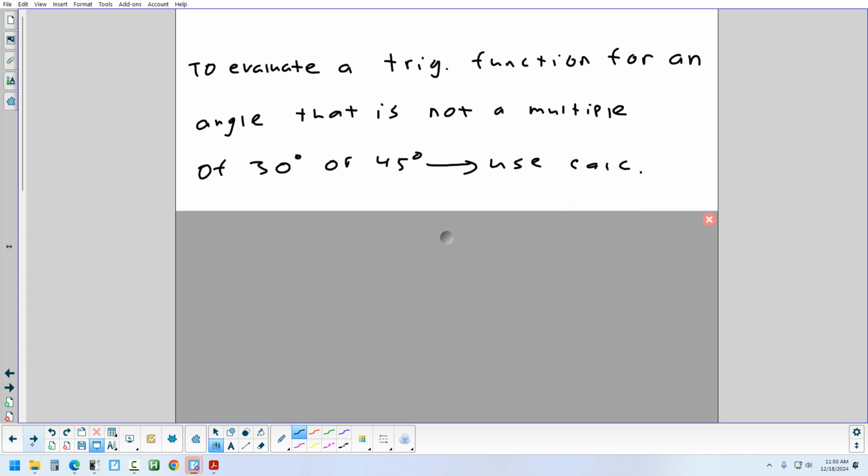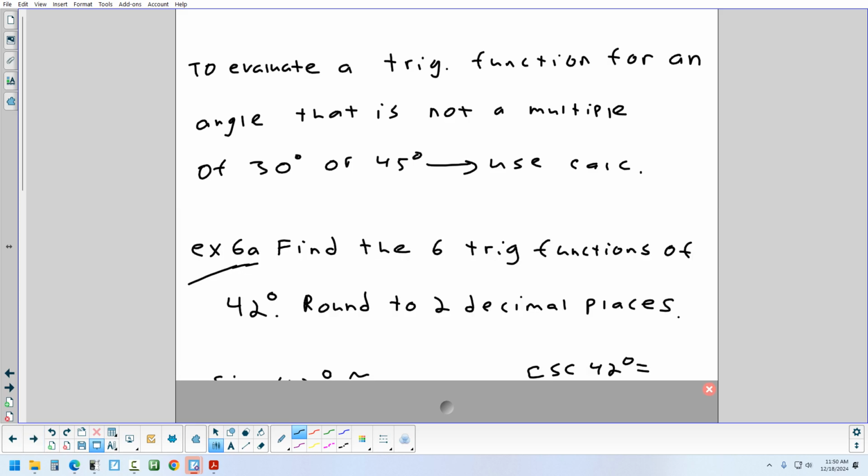So now, what do we do if the angle is not a multiple of 30 or 45? Well, I told you if it's a multiple of 15, you eventually will know what to do. But for now, if it's not a multiple of 30 or 45, we're going to plug it in on the calculator.